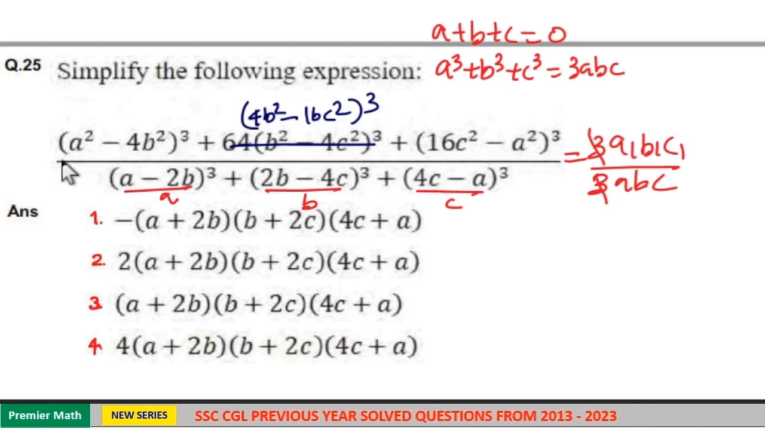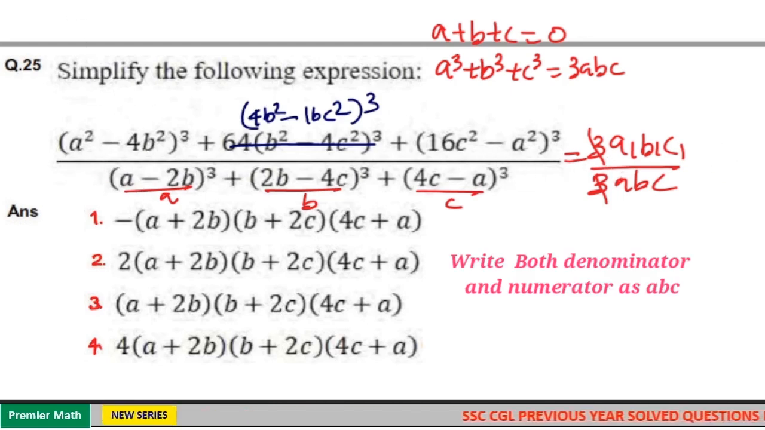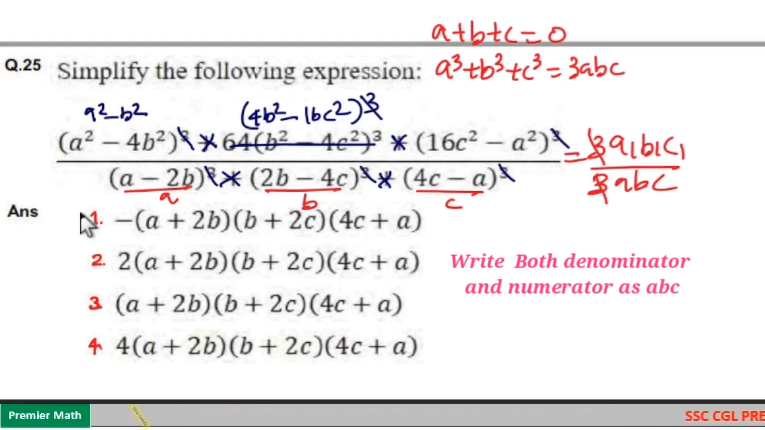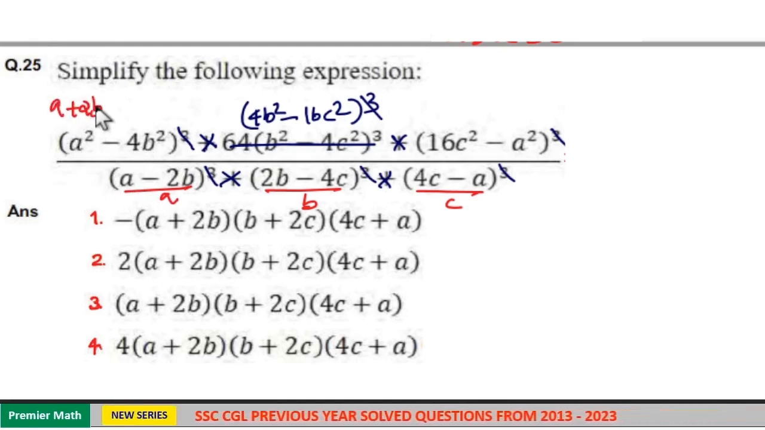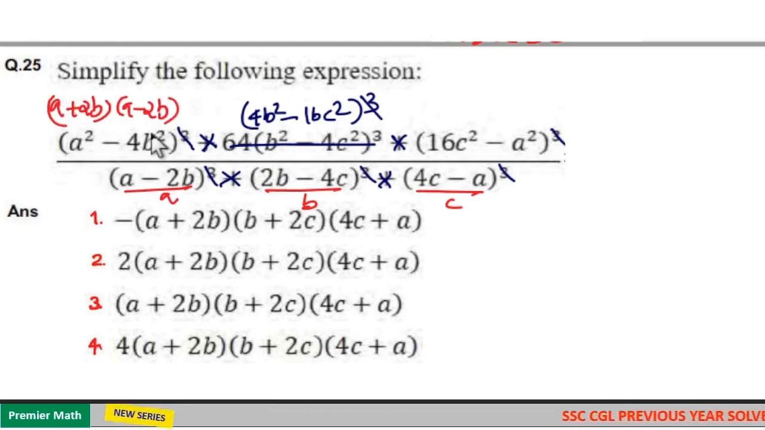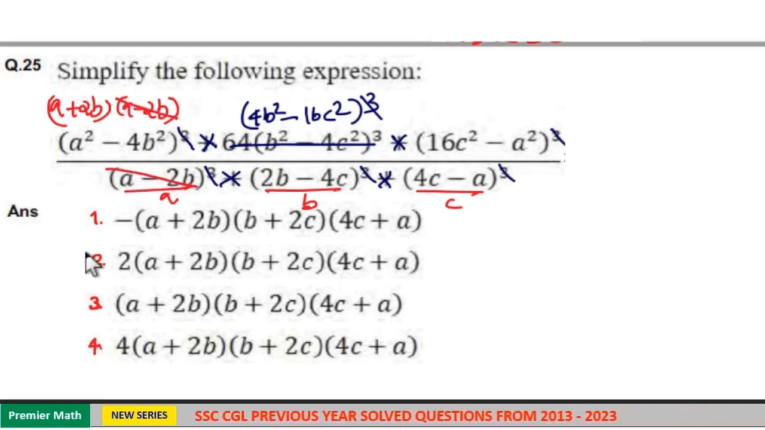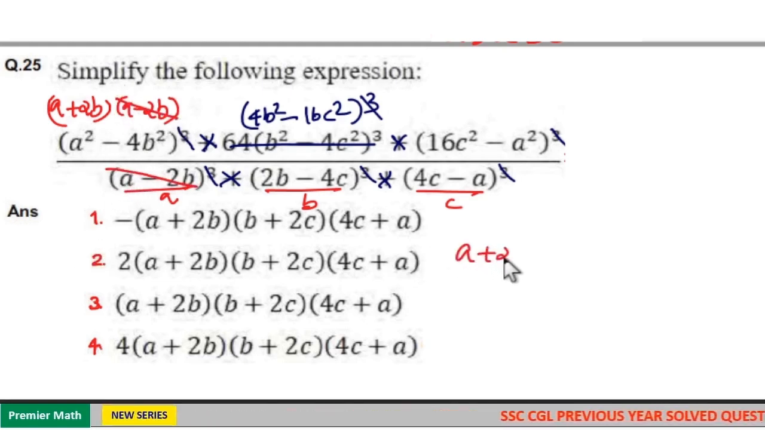Now when you write in the form of abc, all these cubes will cancel and this plus symbol will become a multiplication symbol. Here also the cube will cancel and the plus symbol will become a multiplication symbol. Now you can see this is a square minus 4b square, in the form of a square minus b square. And here you have a minus 2b. That is, here a square minus 4b square is equal to a plus 2b into a minus 2b. And you can see here a minus 2b and this a minus 2b cancel. Remaining is a plus 2b.